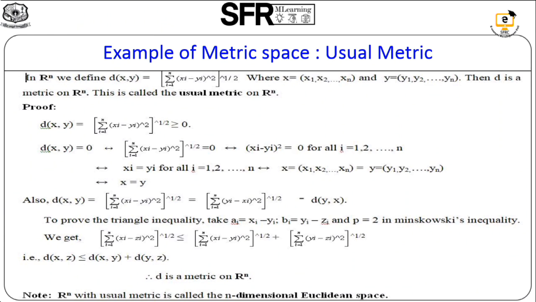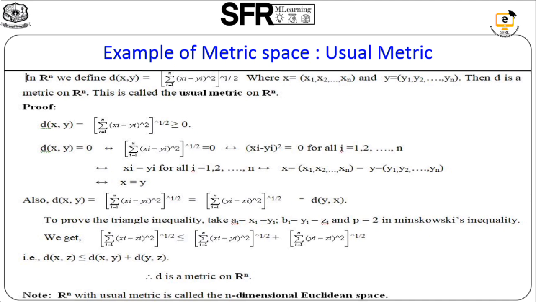And the next one, that is an example of metric space, that is the usual metric. In R power n, we defined already Euclidean spaces. So R power n with the usual metric is called the n dimensional Euclidean space. In R power n, D of x comma y can be defined like this, where x equals x1, x2 and so on up to xn, and y equals y1, y2 and so on up to yn. Then D is a metric on R power n if it satisfies the 4 properties.